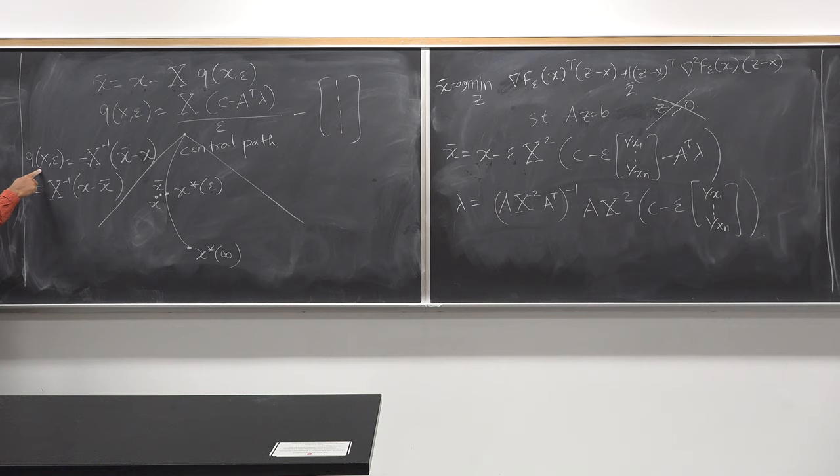So actually, it's not that difficult to compute Q of X epsilon. And it's also not difficult to take the norm of Q of X epsilon and know that it is small or large. If it is large, you are far away from the central path. If it is small, you are very close to the central path. Okay? Does that make sense?